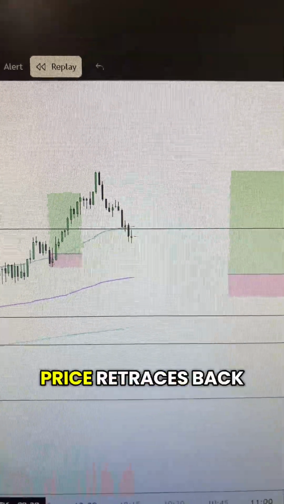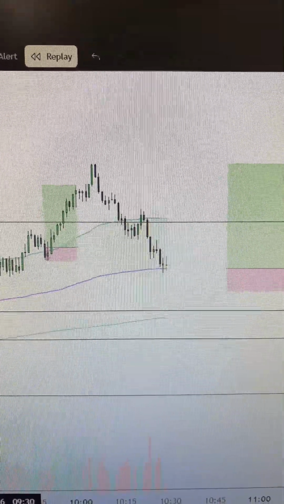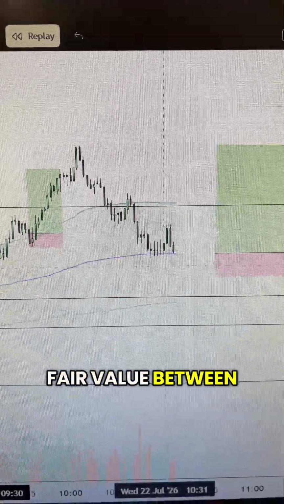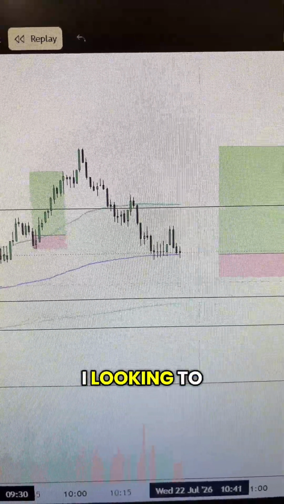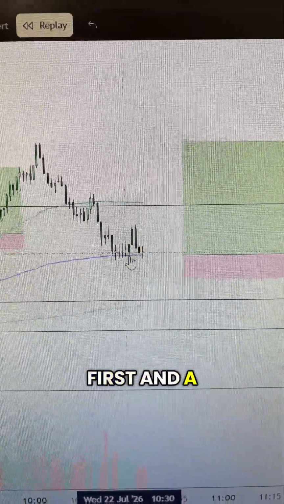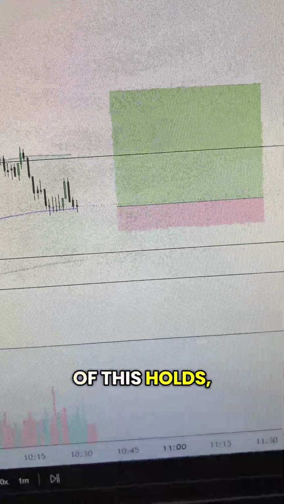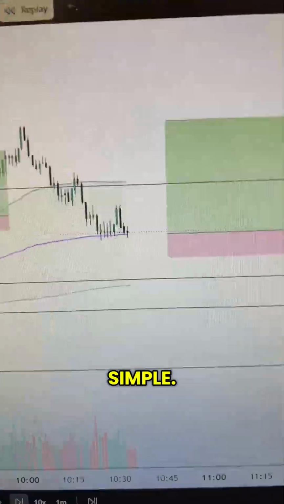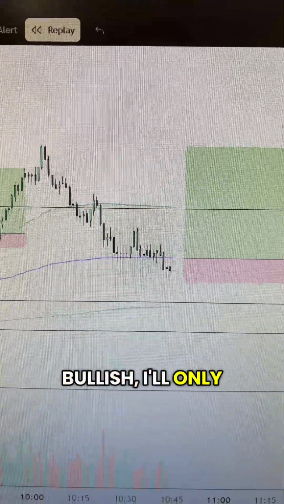In a little bit, price retraces back to fair value. What is the fair value between these bands? What level am I looking to go long? First standard deviation high, or the mean, which would be the VWAP, or first standard deviation low, right? And if none of this holds, I won't take any trade. Very simple. But since I'm bullish, I'll only look for longs.